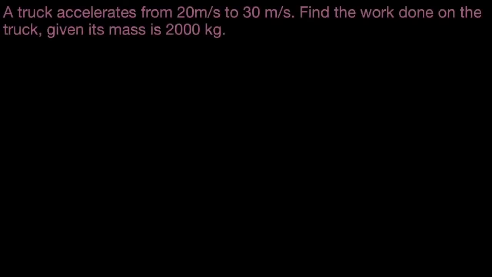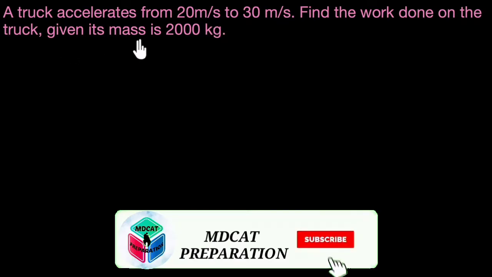Let's solve a couple of problems on calculating work when velocities are given to us. Here's the first example. A truck accelerates from 20 meters per second to 30 meters per second. Find the work done on the truck given its mass is 2000 kilograms.